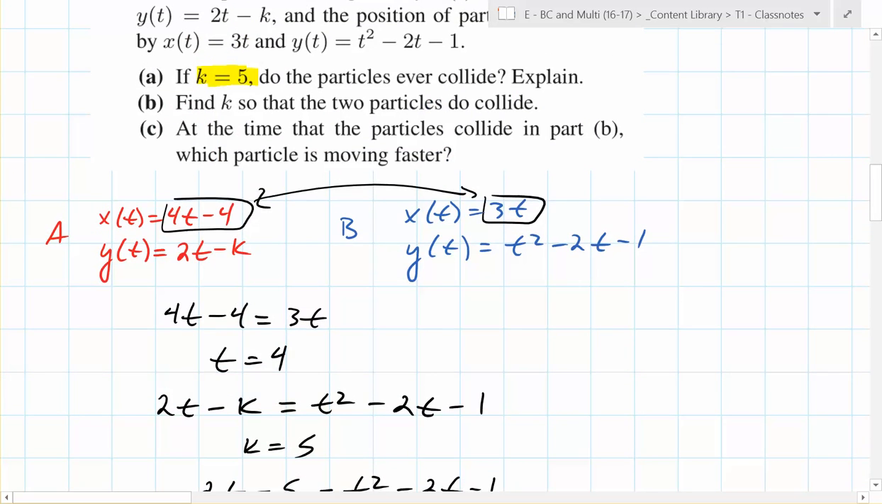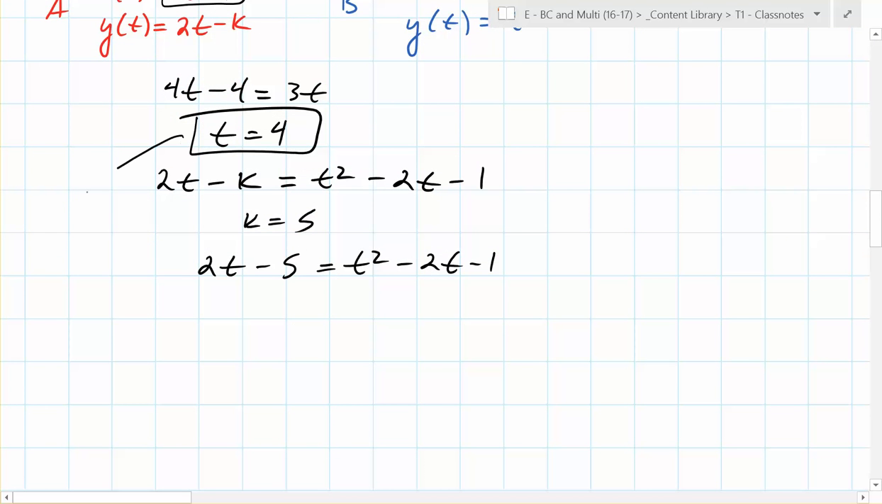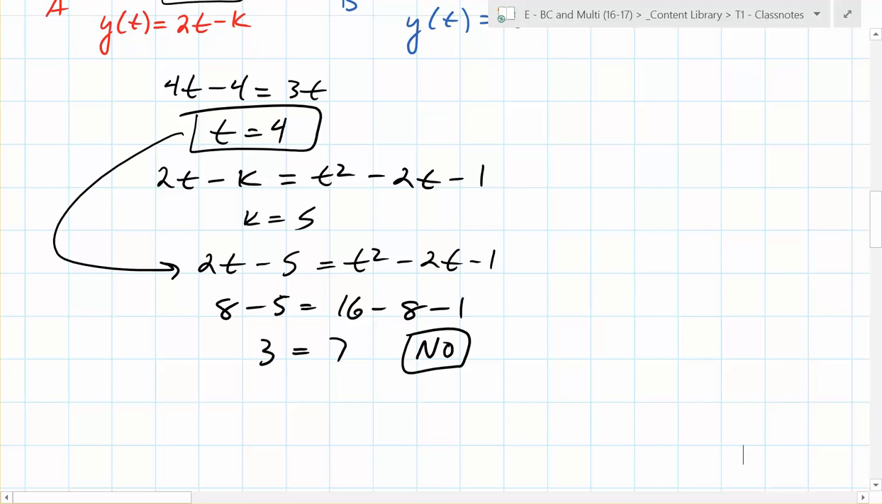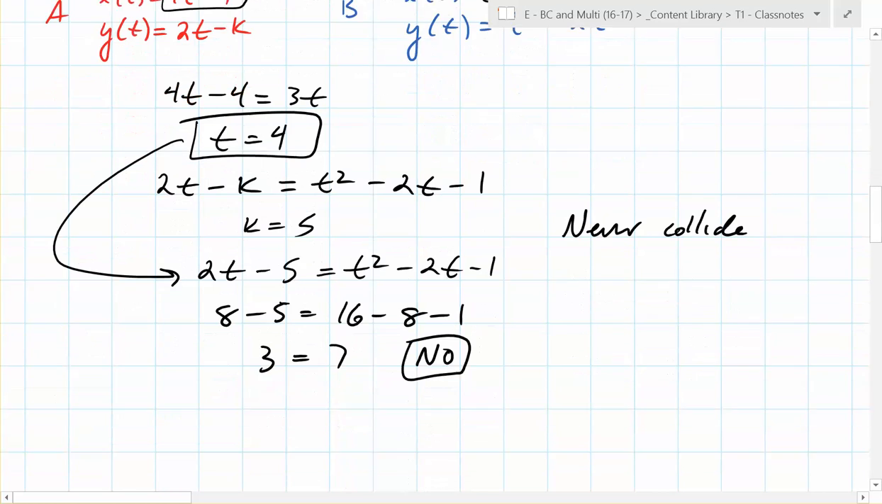It says if k equals 5, do the particles ever collide? Well, we know the only time they could collide is when t equals 4. So where do we plug that in? You get 8 minus 5 and 16 minus 8 minus 1. What do you get? 3 is equal to 7. No, that's not true. So what does that mean? They never collide. Does that make sense, everybody? You don't always have to parameterize. Just because you have a hammer and a nail doesn't mean you always have to hit it with the same tool, okay? Find k so that the particles do collide.